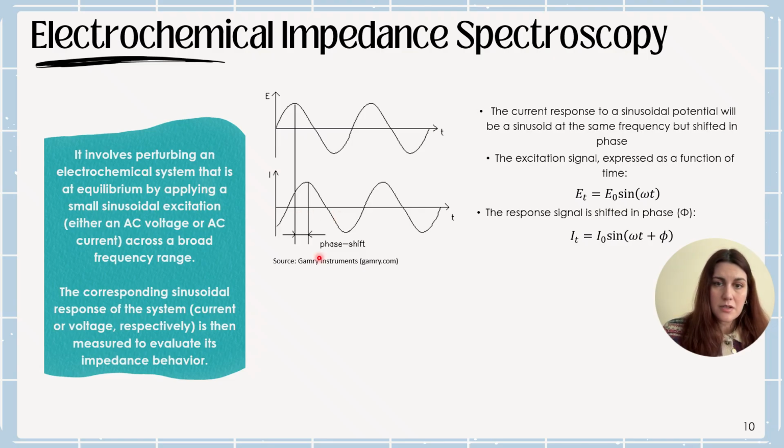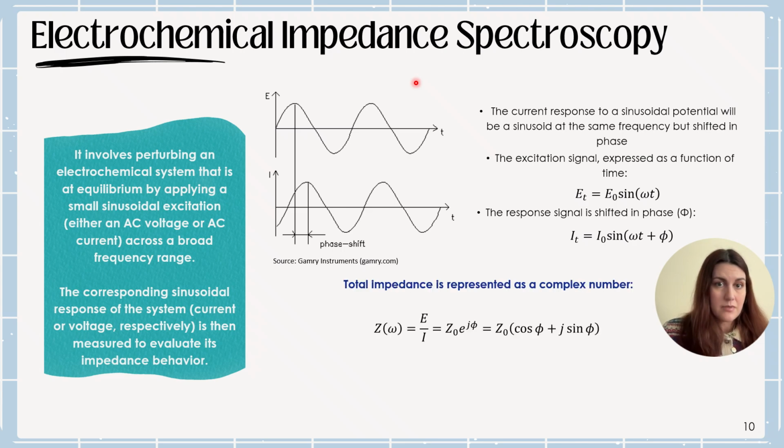This phase shift is illustrated here, and we see that the potential oscillates sinusoidally over time, while the current follows a similar waveform, but with a time delay or phase difference denoted by the angle phi. The response current can therefore be written based on this equation here, where phi represents the phase shift between the applied voltage and the resulting current. This phase shift arises because electrochemical systems behave as a combination of resistive, capacitive, and diffusion controlled elements. Each of these elements responds differently to an oscillating signal.